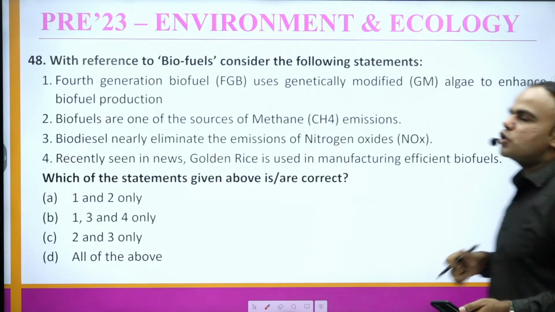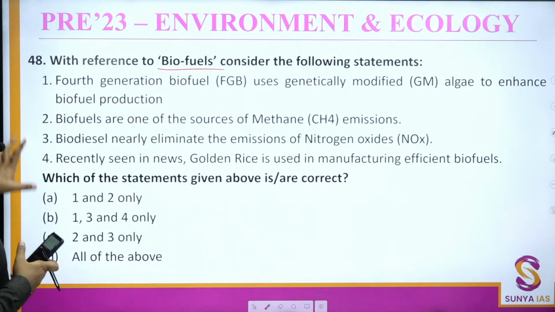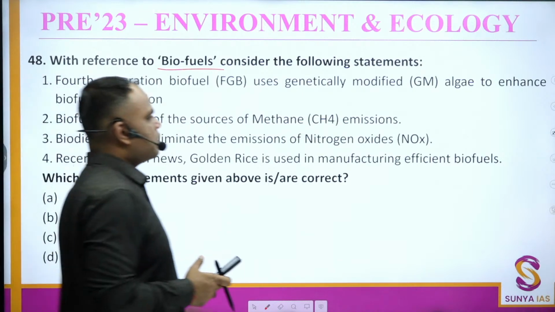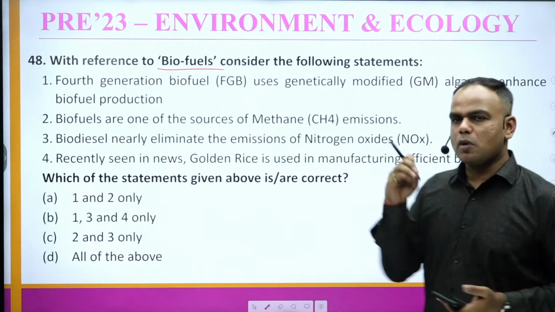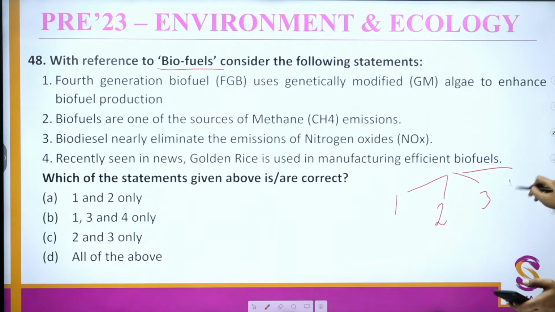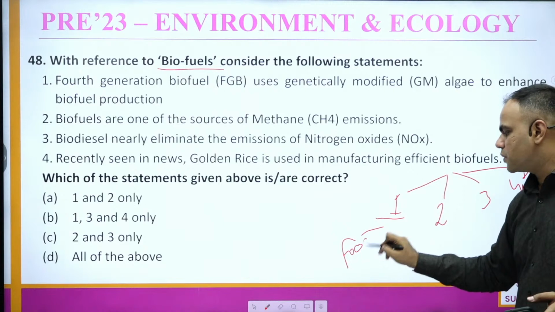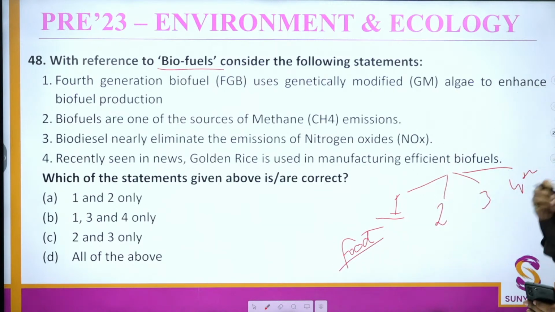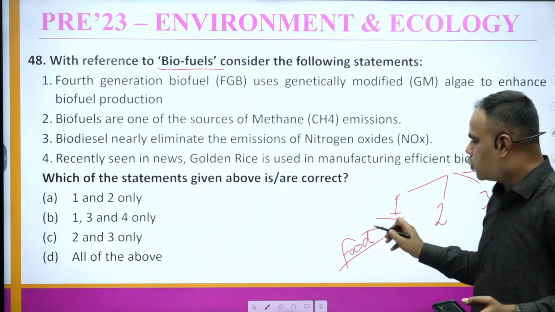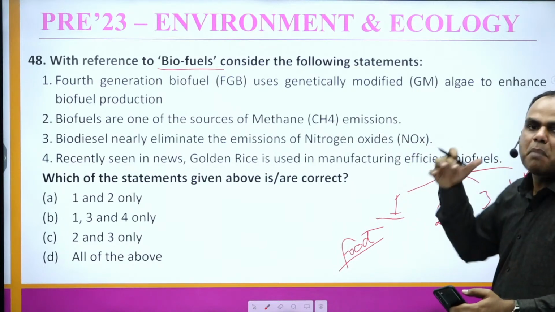Moving forward now, question number 48 with respect to biofuels. The first question talks about generations of biofuels. The National Biofuel Policy talks about 4 generations of biofuels: first, second, third, and fourth. In the first generation, we basically talk about food crops, like corn, cassava, starch, etc. Based on these food crops, the excess or surplus, we are making the biofuels.